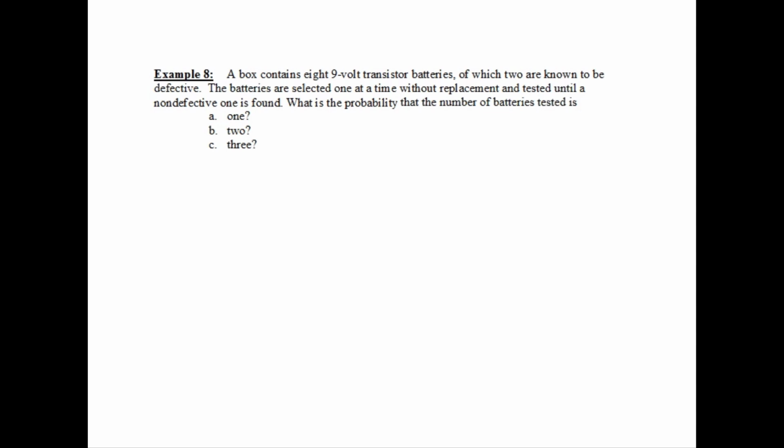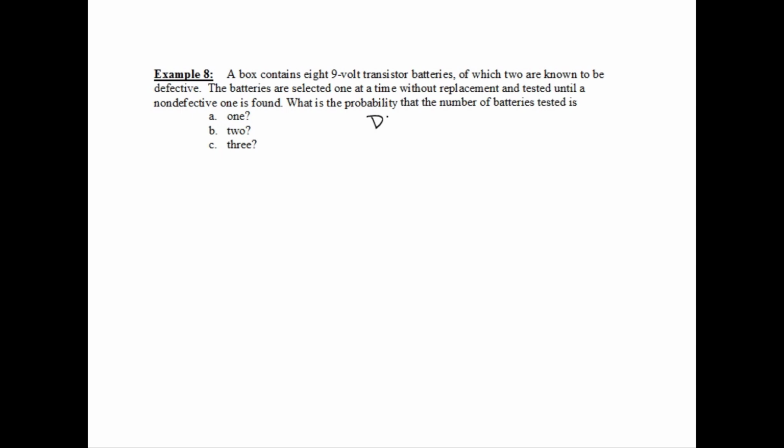Let's do one more example. Let's suppose that we have a box with 8 batteries. We know 2 of these are defective. We're going to choose one randomly, one at a time, not replace it, and then we're going to keep testing until a non-defective one is found. And then we're going to figure out the probability of various numbers of batteries tested.